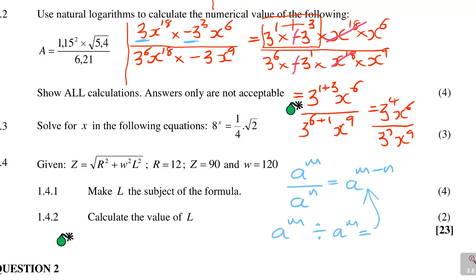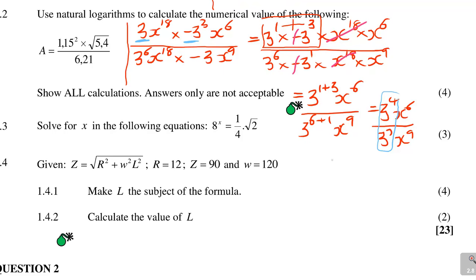So now if I can use the same law here, you can see now I've got 3 to the power of 4 divided by 3 to the power of 7. Here I can apply that law and say this is equal to 3 to the power of 4 minus 7, x to the power of 6 minus 9. Do you see that? So it will be 3 to the power of 4 minus 7, it's negative 3, x to the power of 6 minus 9, which is negative 3. Now this is the answer, but it's up to you how you want to leave it.